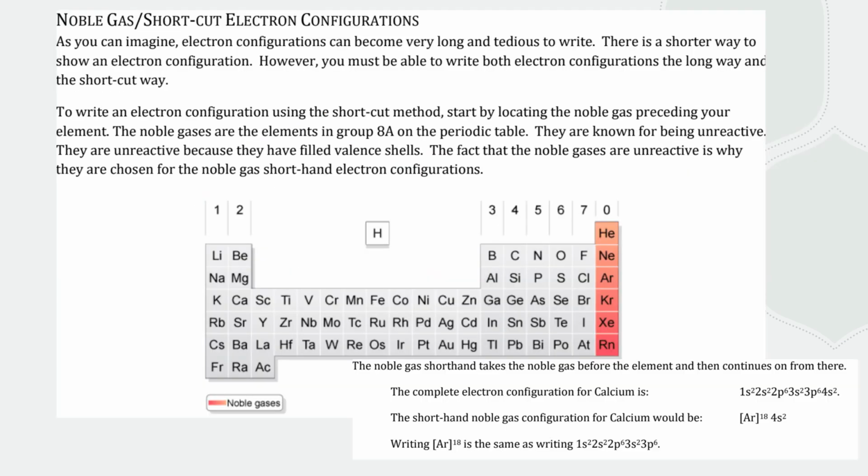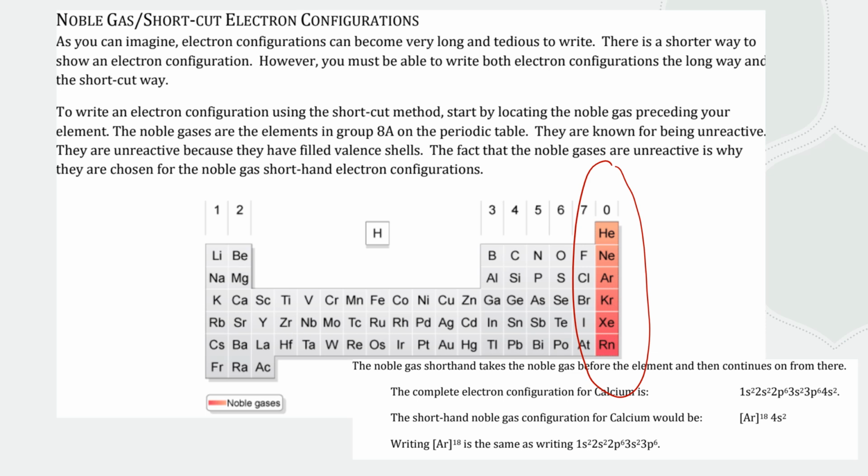Noble gas shortcut electron configuration. You use the noble gases, the ones highlighted in red, to create a shortcut to make it easier on you. Sometimes a question will say, give the noble gas configuration, or just give the configuration. If it doesn't specify, you can use the noble gas. But if it says give the full electron configuration, then you have to give the full one in order to receive credit.